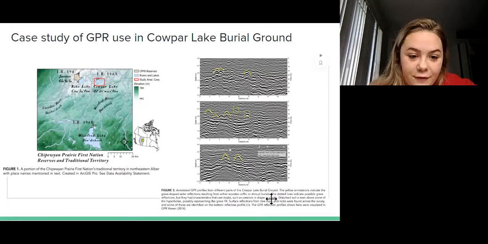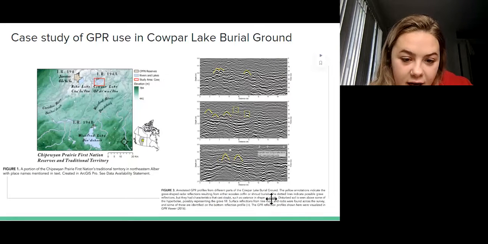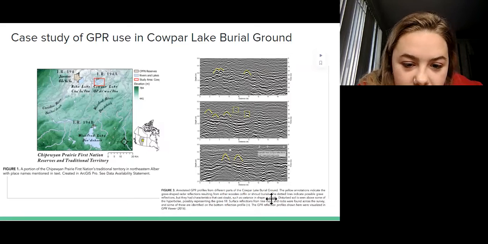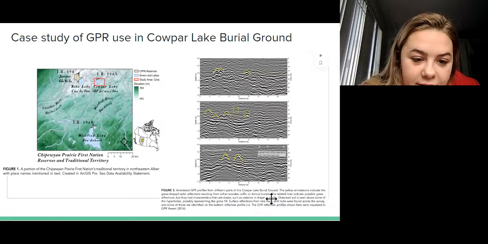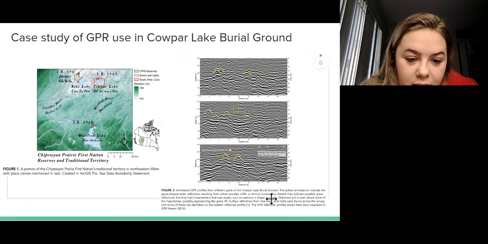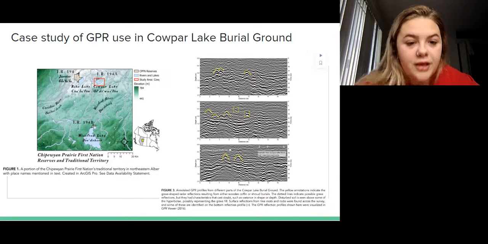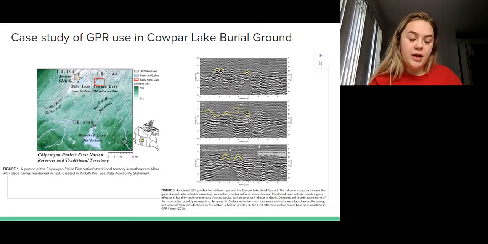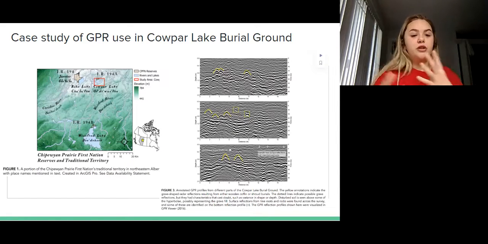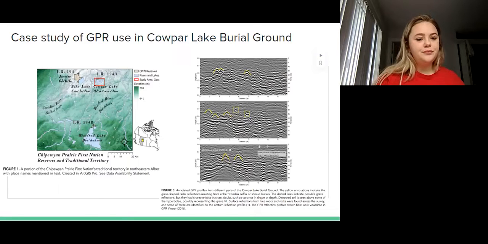Here in figure 5, you can see the GPR, so the ground penetrating profiles from different parts of the study area. The yellow lines that you see there are annotations that indicate the grave-shaped radar reflections resulting from either wooden coffin or straw burials. So that's important. That's where you can physically see it. And they did note in this study that some were buried with more traditional behaviors, whereas others were Roman Catholic. So that would make sense why there was a coffin, because of the Roman Catholic influence.